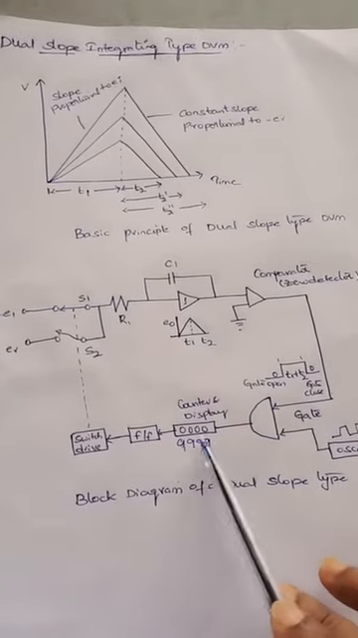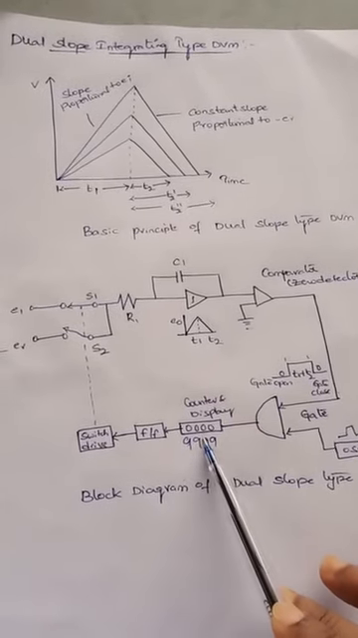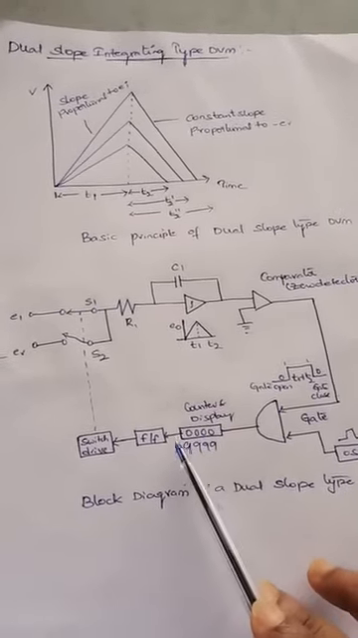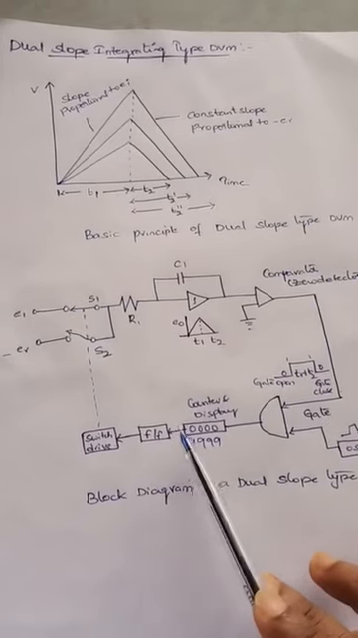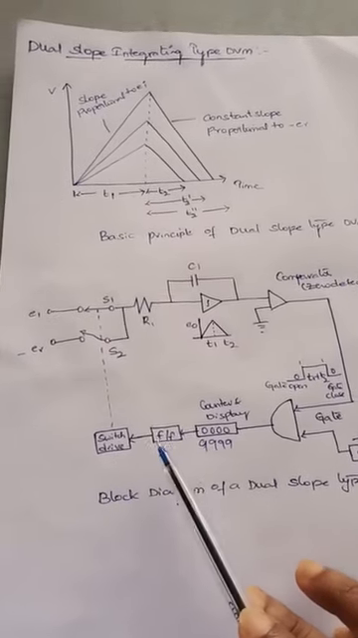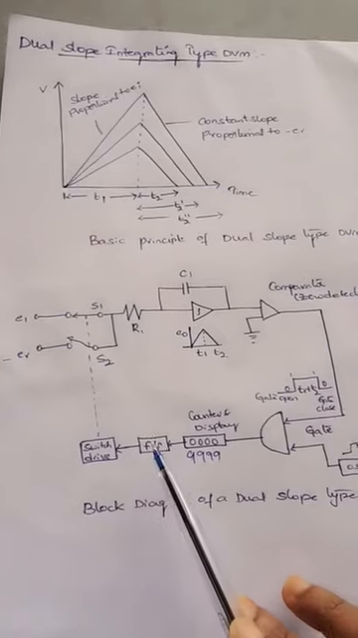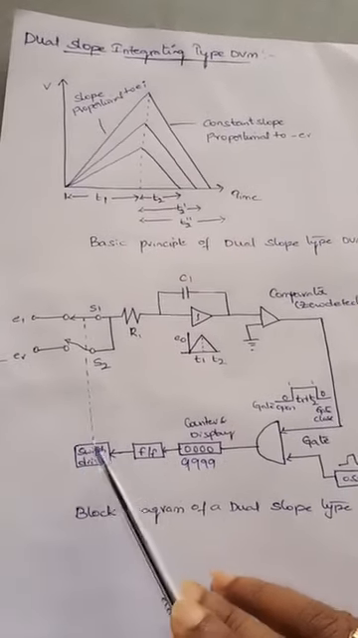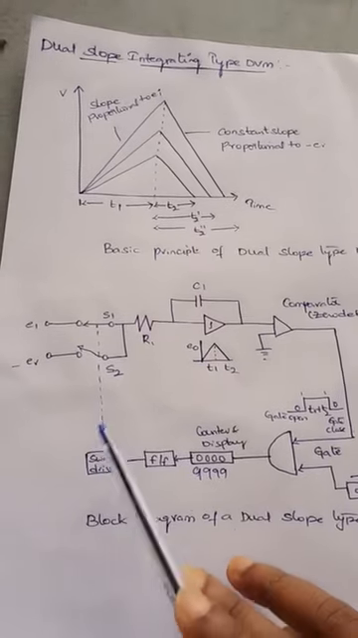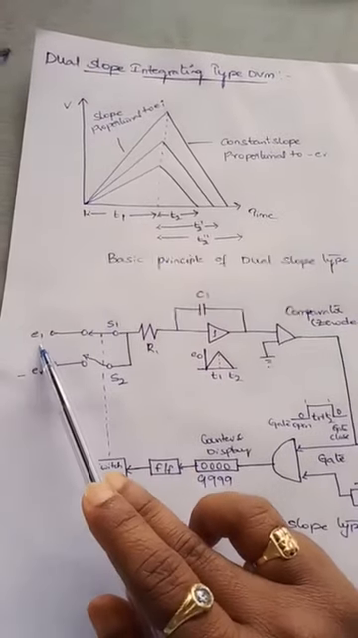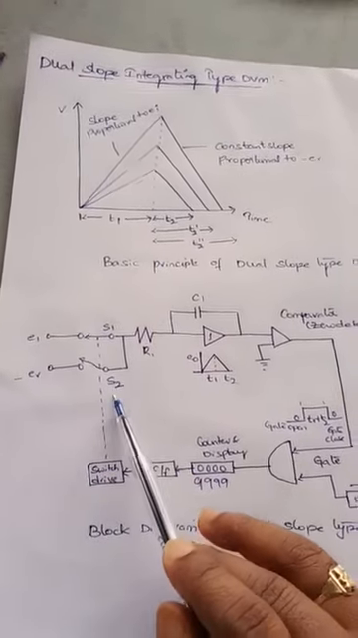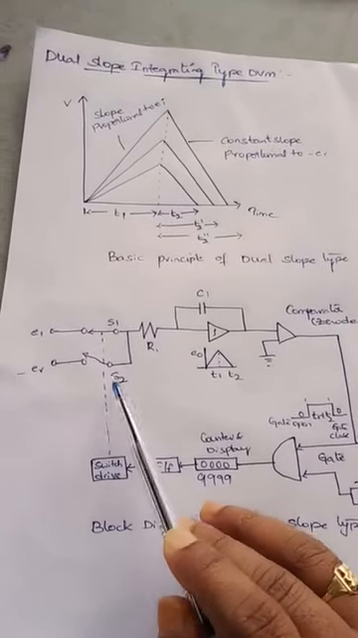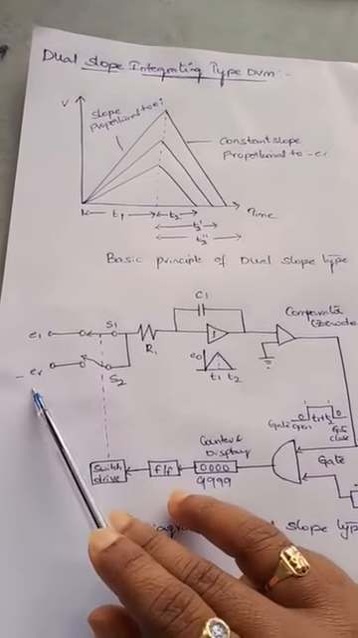Up to this will be the maximum count. After this, a carry signal is generated in such a way that all the digits again become 0 and the flip-flop attains logic 1. Whenever the flip-flop attains logic 1, it is sent to the switch drive in such a way that the switch is disconnected from the input voltage and connected to S2. I mean S2 will be connected to the negative voltage, that is ER.